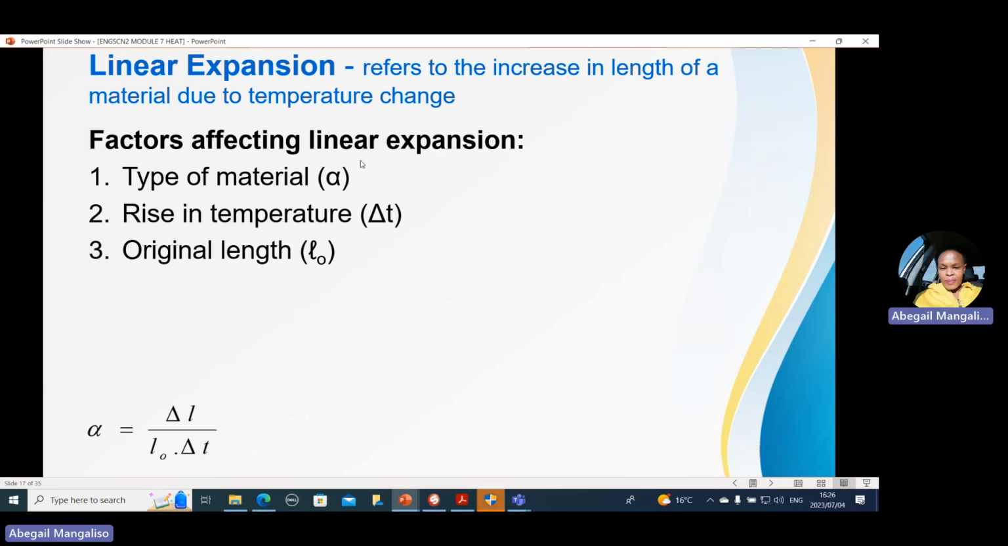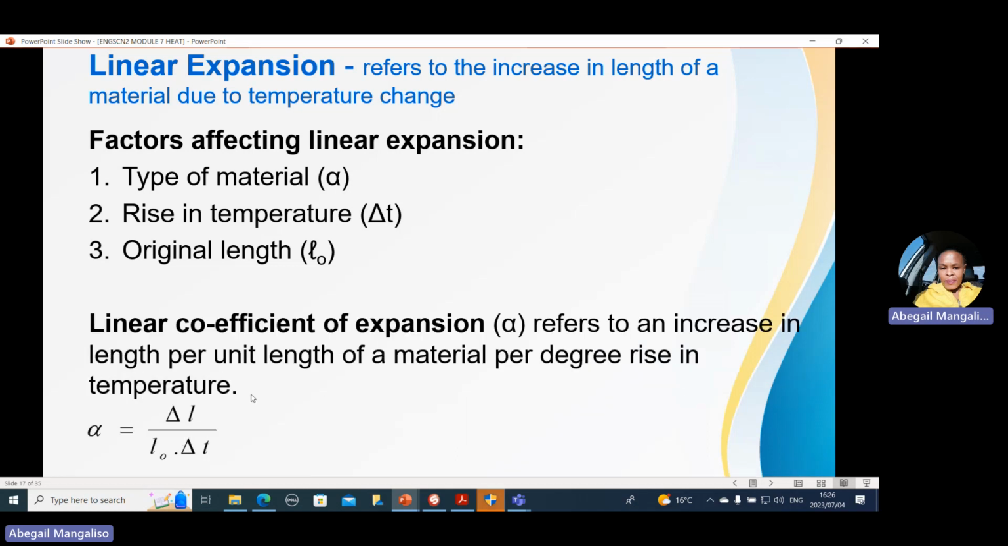Now, this alpha that you see, the new concept to you, is called the linear coefficient of expansion. Linear coefficient of expansion refers to an increase, which is delta L, in length per unit length, which is the original length, per degree rise in temperature, which is delta T. So the symbol used is alpha.